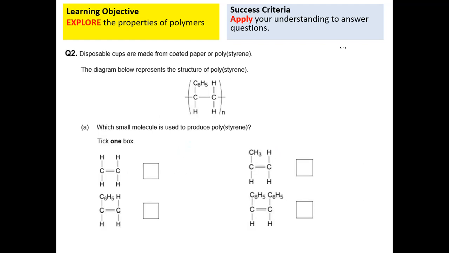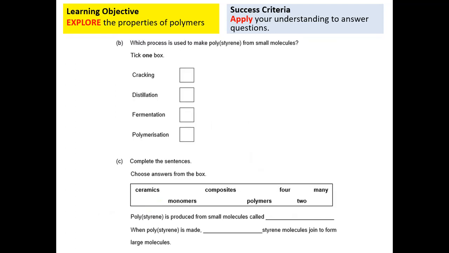Disposable cups are made from coated paper or polystyrene. The diagram shown below represents the structure of polystyrene. Which small molecule is used to produce polystyrene? So obviously yours are underneath each other. I've just put mine side by side, and you will find that it's the second one in your sheet. So just making sure that every carbon atom has exactly the same atom or molecule attached to it. Which process is used to make polystyrene from small molecules? That would be polymerization.